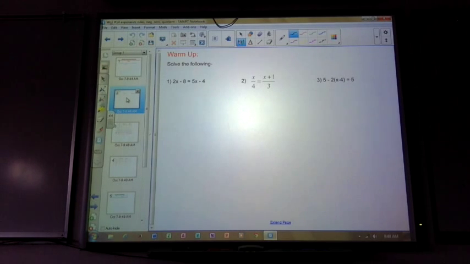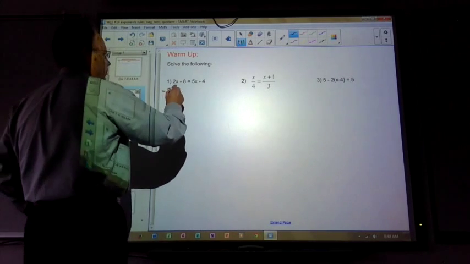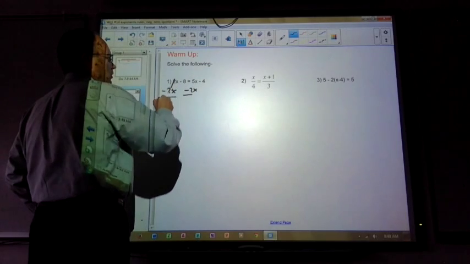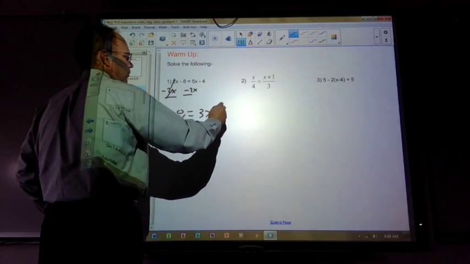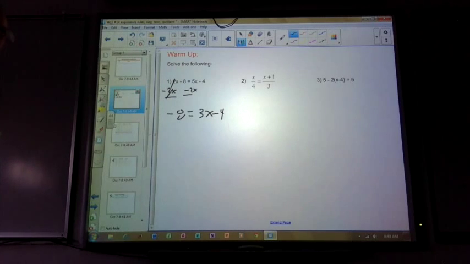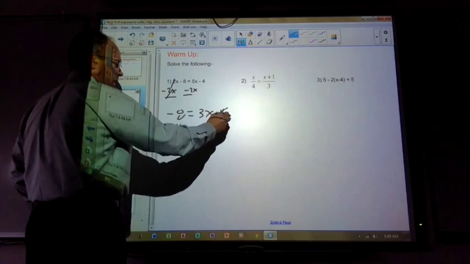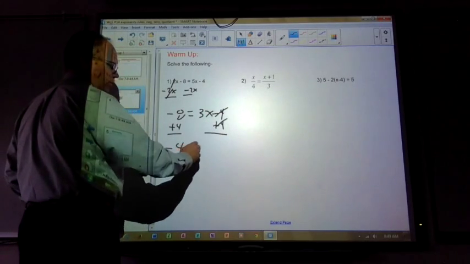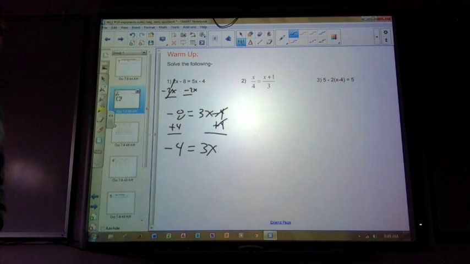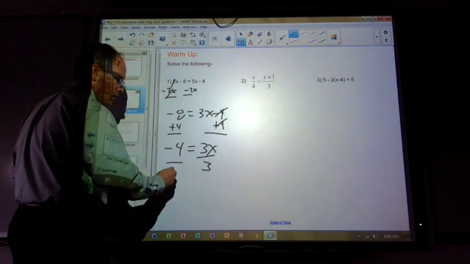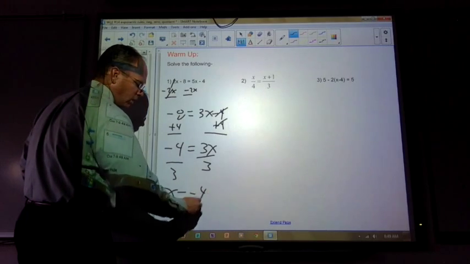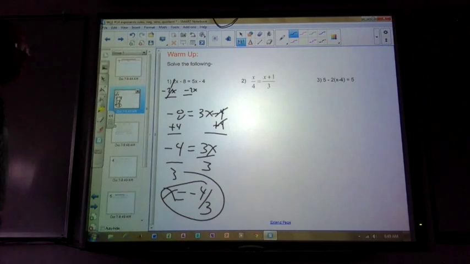2x minus 8 equals 5x minus 4. Help me out. I'm just solving for x. Oh, man, I went backwards. Yeah, go ahead. Subtract 2x from both sides. Minus 2x, minus 2x. That cancels that. Negative 8 equals 3x minus 4. Keep it going. Add 4. So that cancels that. That's negative 4 equals 3x. Last thing. Divide everything by 3. Is it okay to leave it as an improper fraction? Heck yeah. Good job.